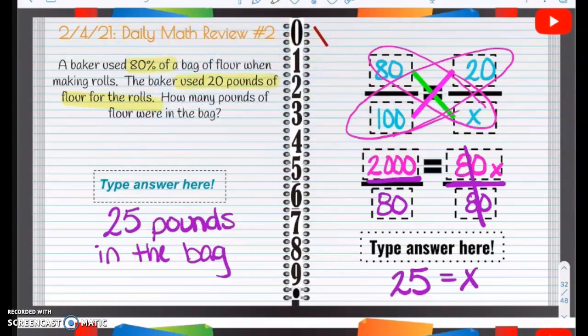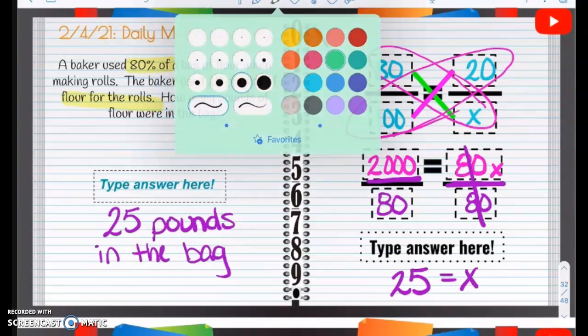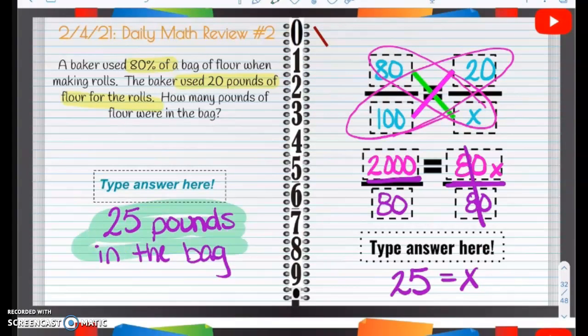Oop, I wanted to highlight. And that is going to be it for our DMR number 2. Great job.